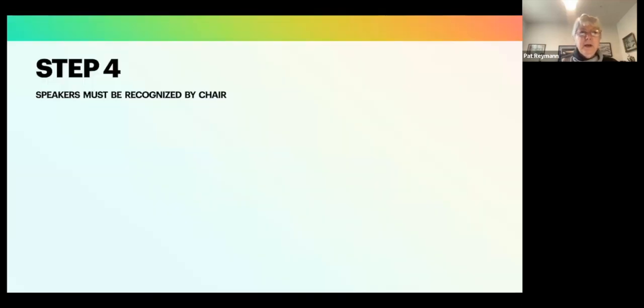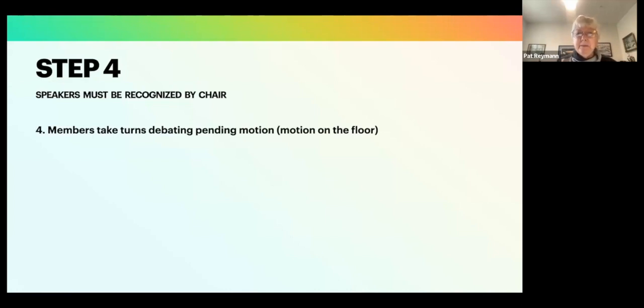Okay, step 4, all speakers must be recognized by the chair during debate. You can't just start talking. It is very important to kind of control traffic here to make sure that people have permission to speak. So members take turns debating the pending motion. The pending motion is the motion that's on the floor. It's the one that the chair has just stated.